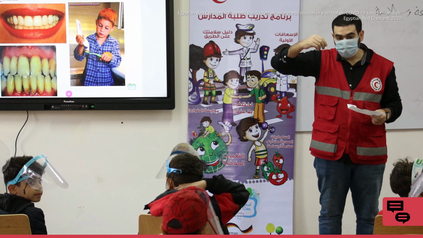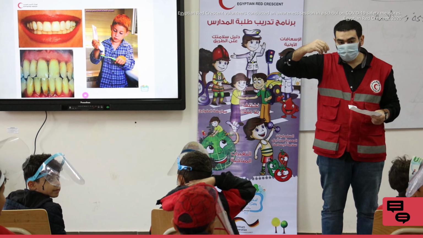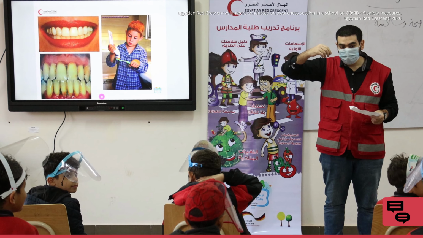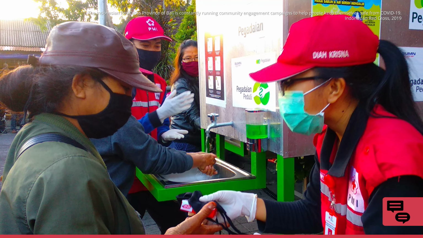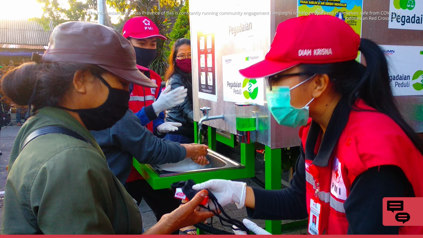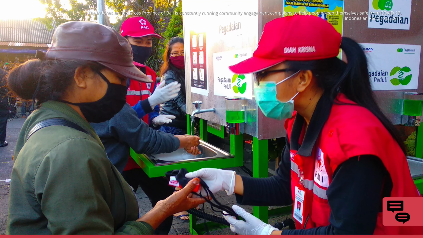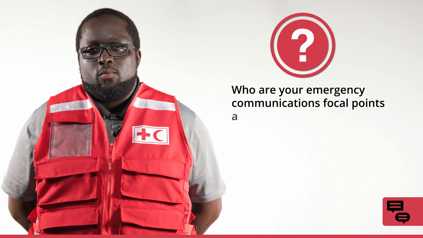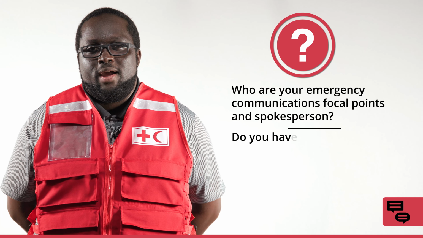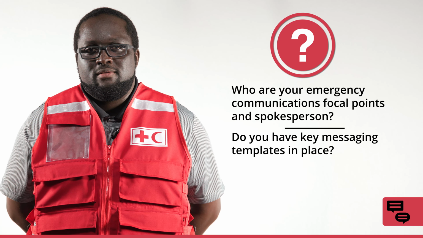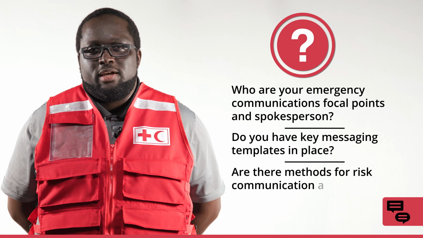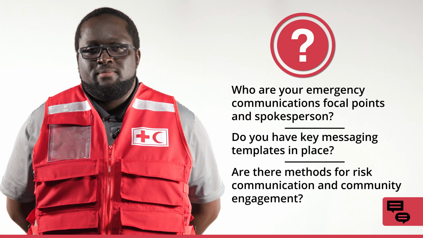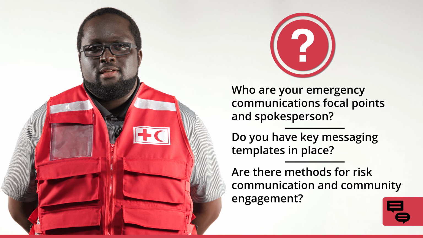Rumors and misinformation are common in epidemics, which means capacities to communicate with the public are critical for keeping social cohesion, trust in institutions, and compliance with public health messaging and measures. Now, it's your turn. Who are your emergency communications focal points and spokesperson? Do you have key messaging templates in place? Are there methods for risk communication and community engagement? Pause the video here and consider how you would answer.